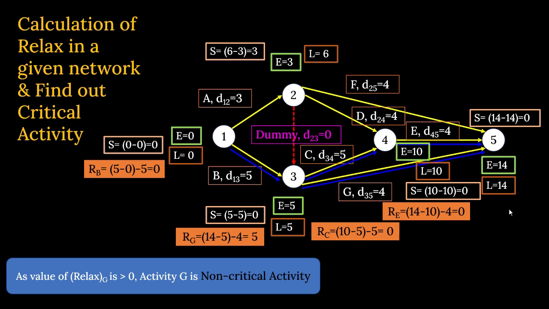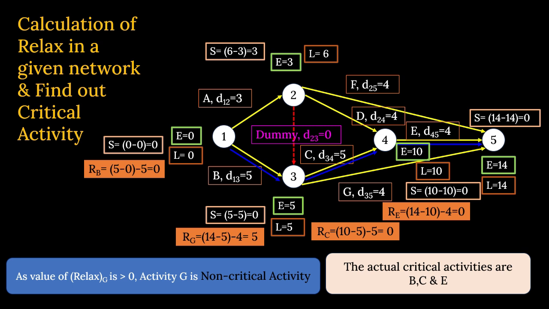Then what happens? The relax of G becomes non-critical because it is more than 0. The value of relax of G is greater than 0, so it is non-critical. By calculating slack, it was guiding us that it is also critical. But right now, by calculating relax, we can find out that activity G is no more a critical activity. Then what are the critical activities in this case? G is removed. So your critical activities remaining are B, C and E.